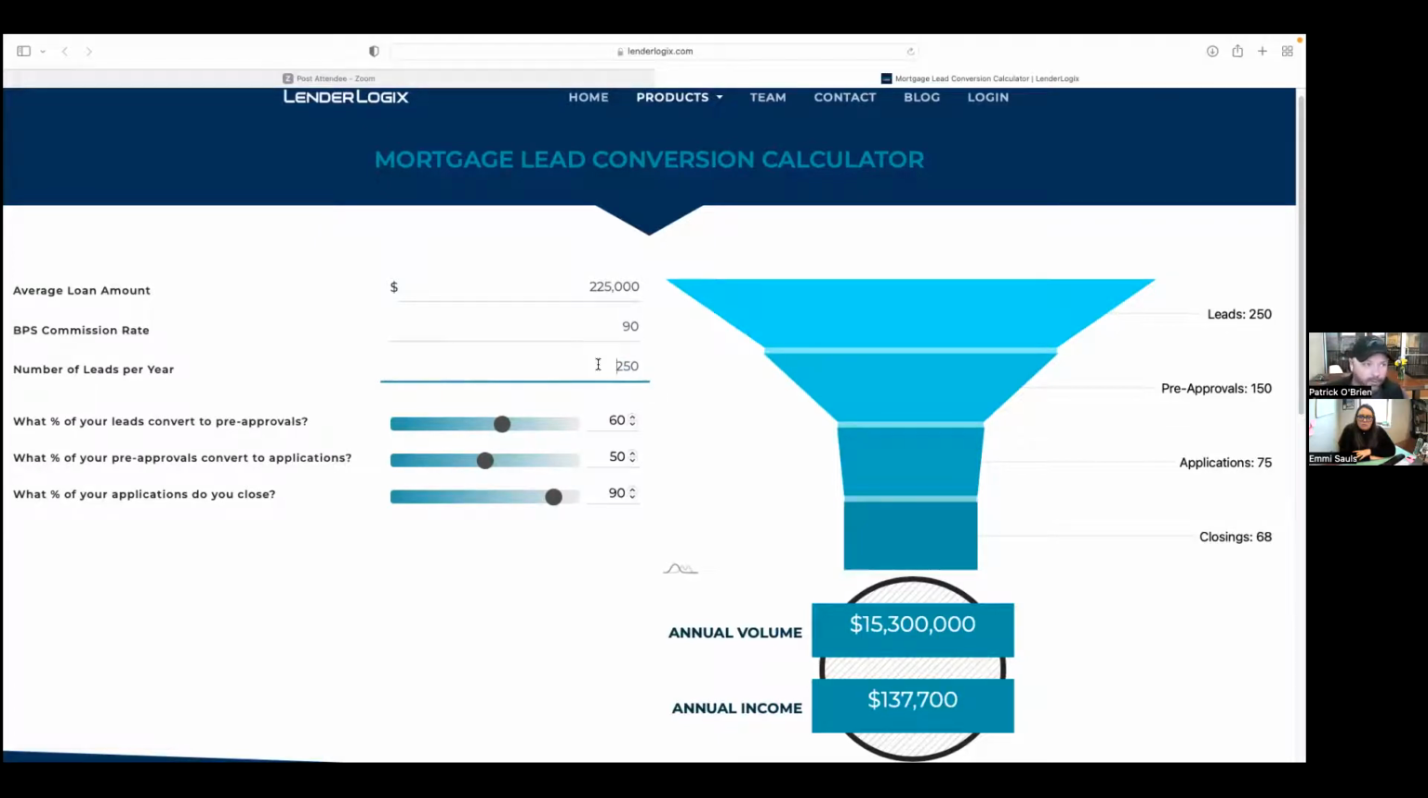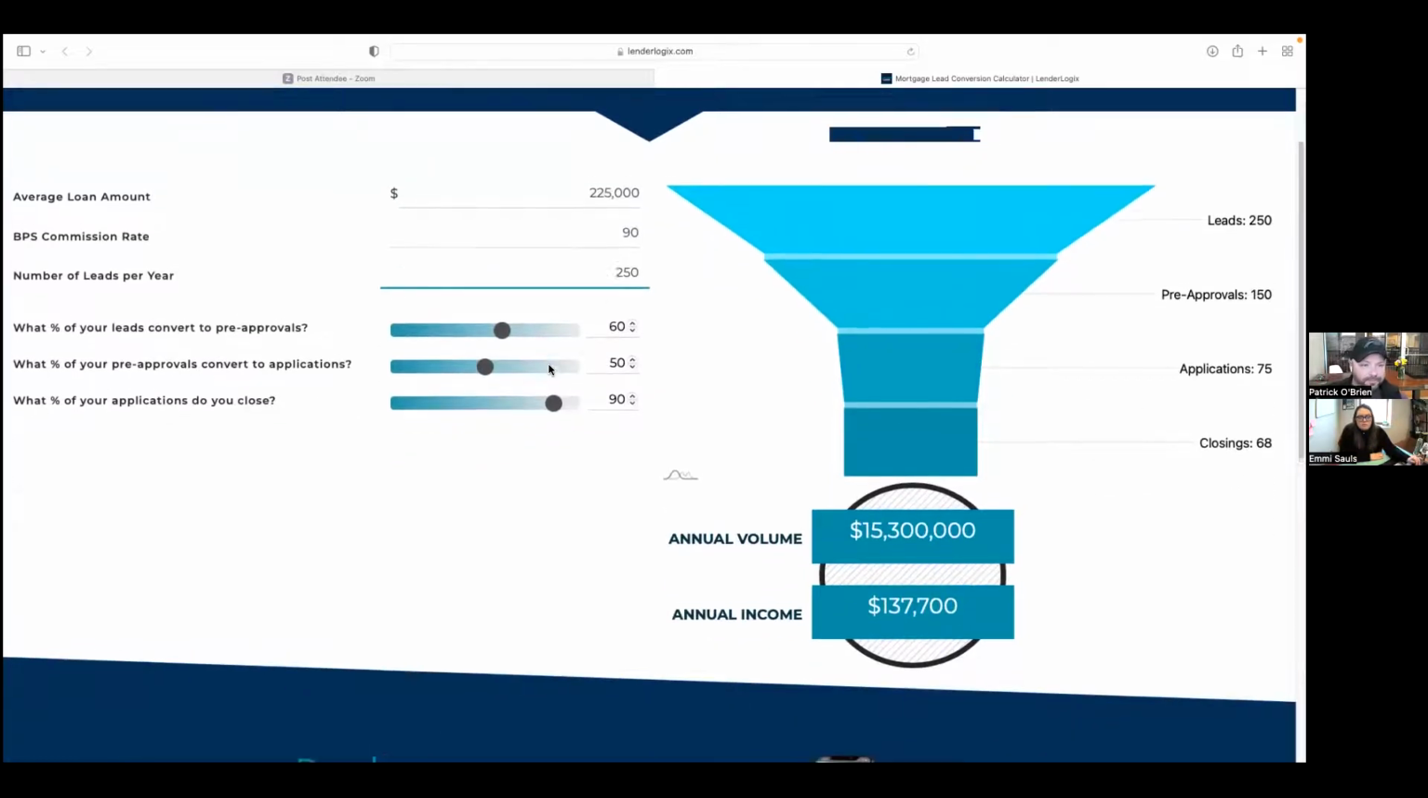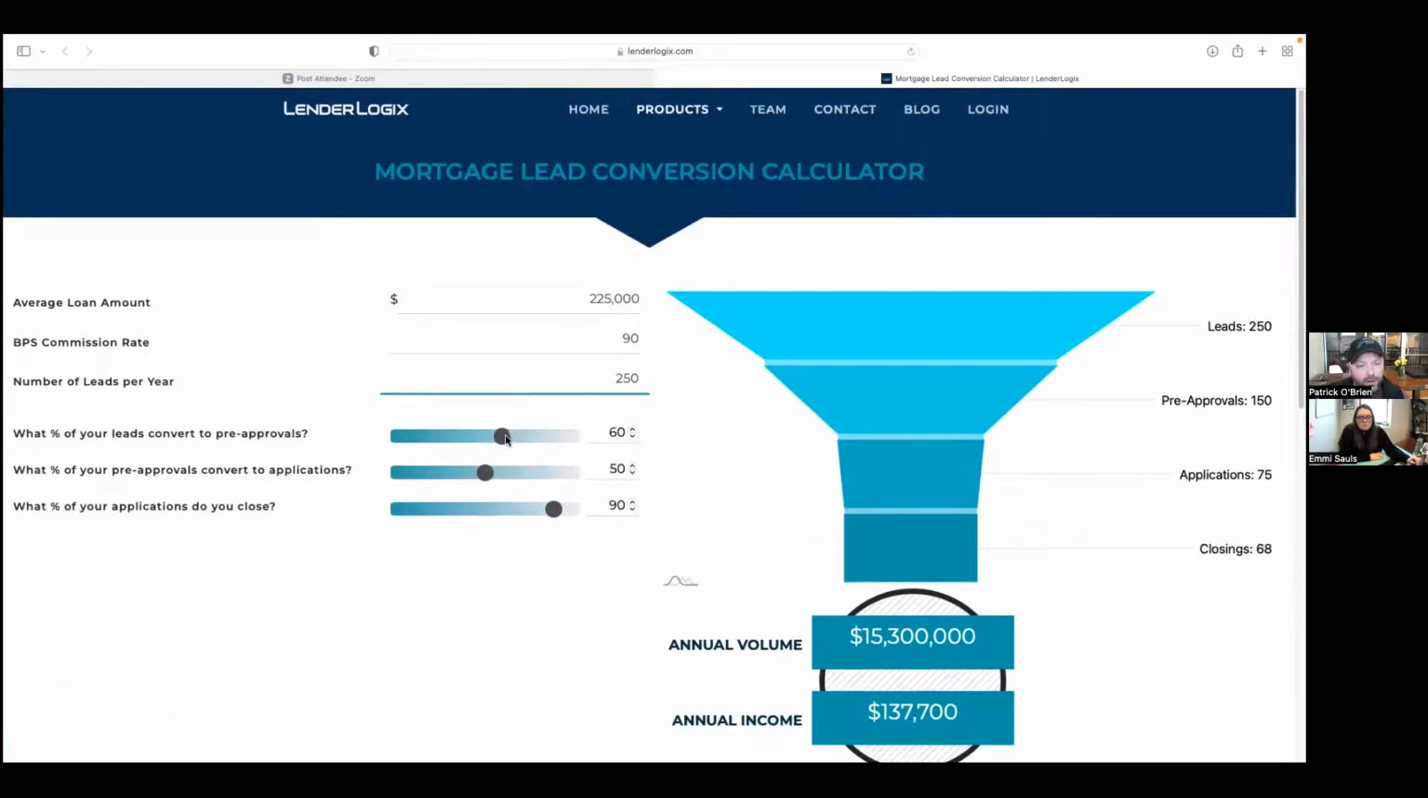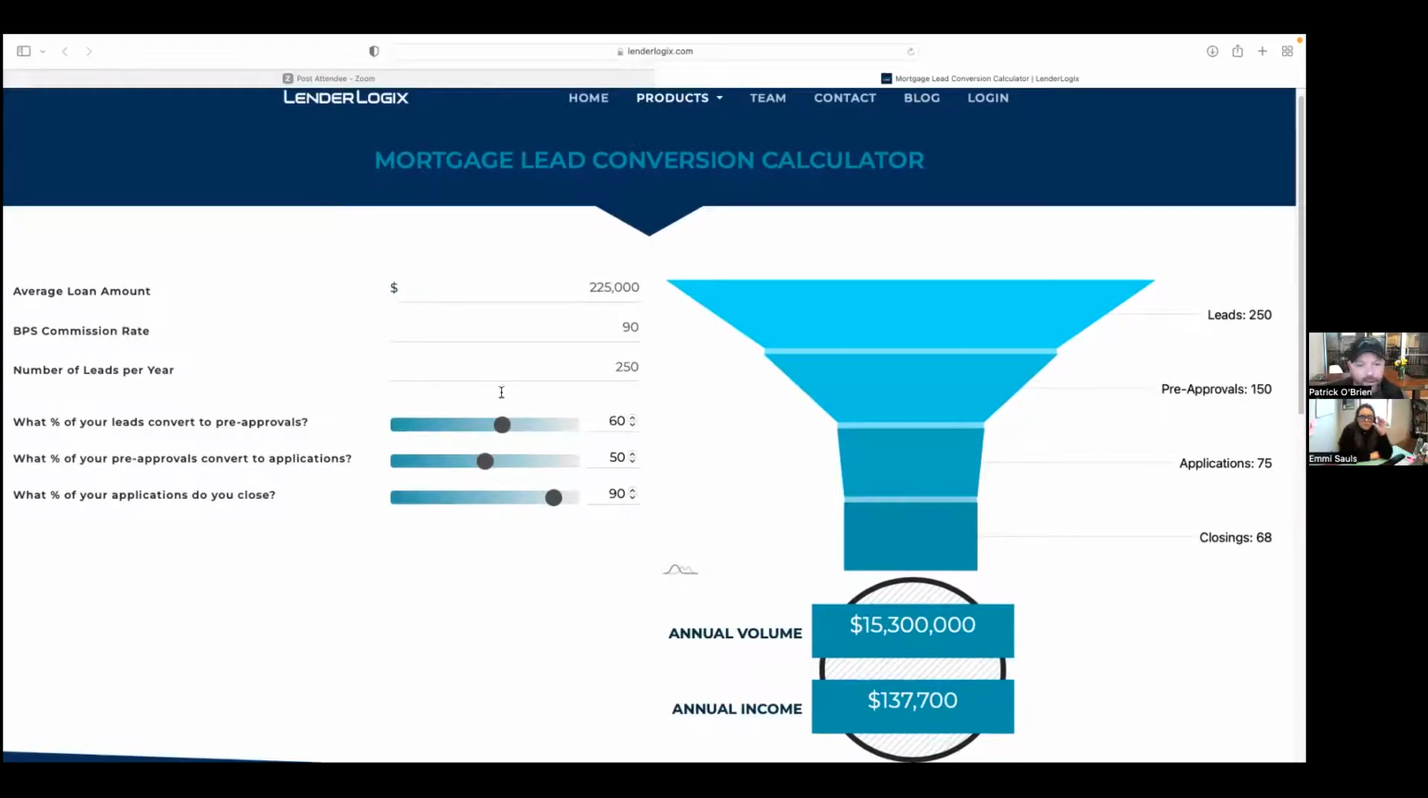How does that loan officer get leads? Well, maybe they have past customers, realtor relationships, whatever the case is, centers of influence, and they're taking in those five leads a week. So 250 leads in a given year. If that loan officer converts, I'll stick with the defaults here, 60% of those leads to pre-approvals, of those 250 leads, they're going to have 150 pre-approved clients.